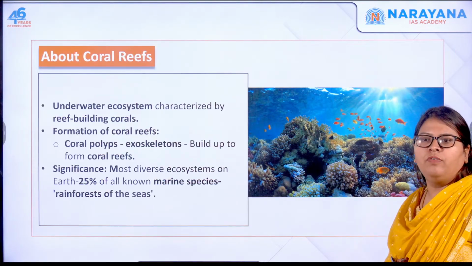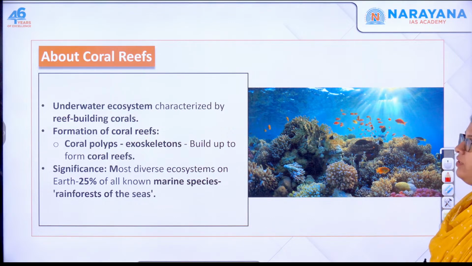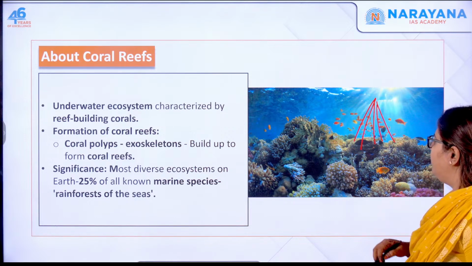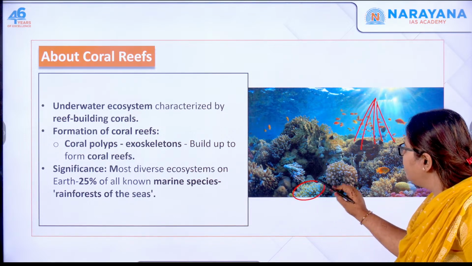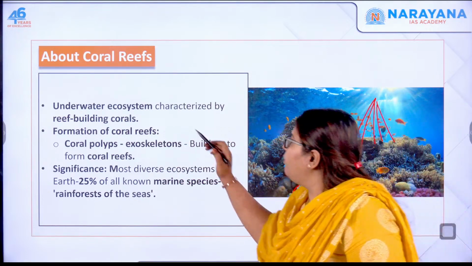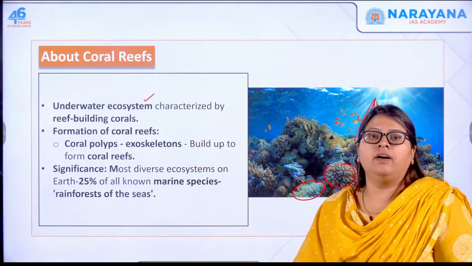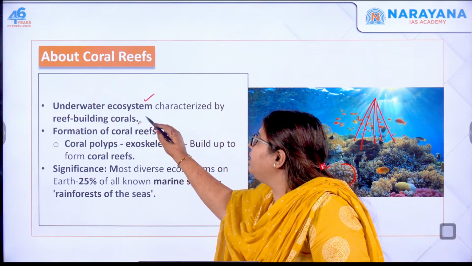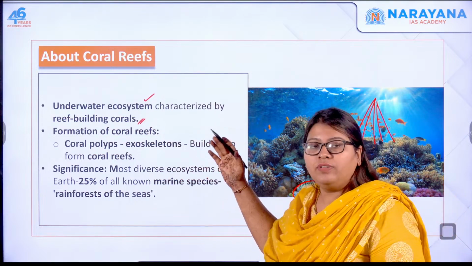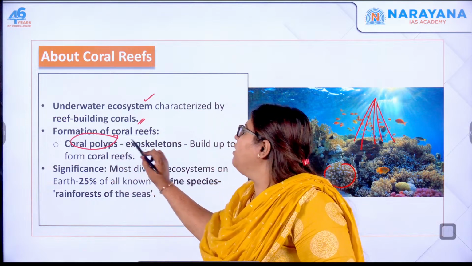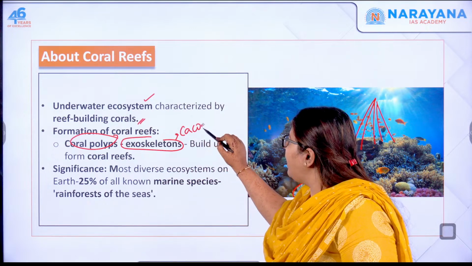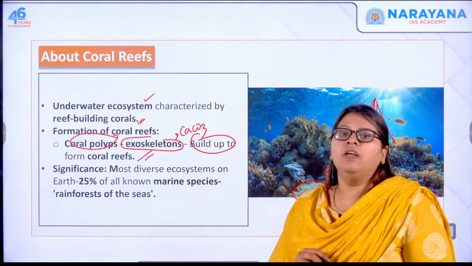So look at how beautiful these coral ecosystems are. They definitely need enough amount of sunlight over here, the photic zone. That is when you will actually have the zooxanthellae and the coral surviving over here. So the corals are underwater ecosystems which are characterized by the reef building corals. That's what I told you. How do coral reefs form? Because of the coral polyps which actually secrete an exoskeleton made up of calcium carbonate that builds up over millions of years to form the coral reefs.